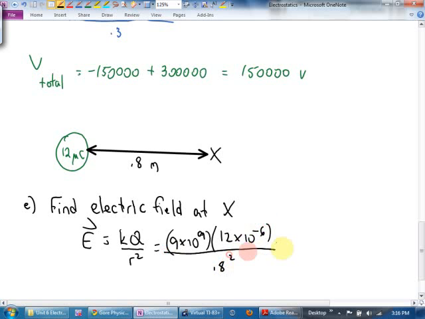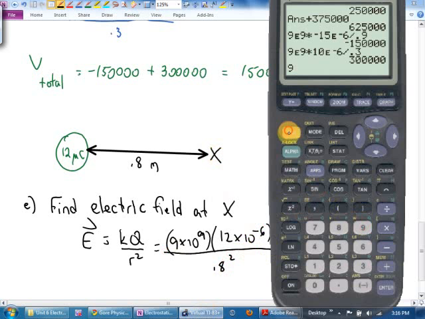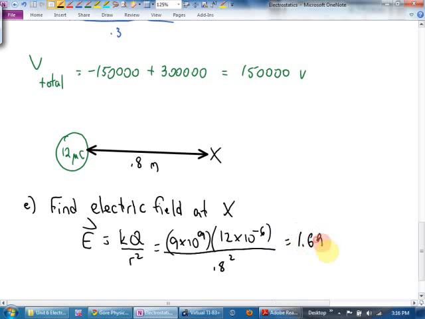What would the direction of the electric... Well, let's crunch the numbers since you guys are kind of nerdily curious. 9 times 10 to the 9th times 12 times 10 to the negative 6 divided by 0.8 squared. 1.69 times 10 to the 5th newtons per coulomb. Direction. What's the direction of the electric field right there? Right. Why? Which way would a positive right there want to move if it could? It would get repelled by this guy to the right.